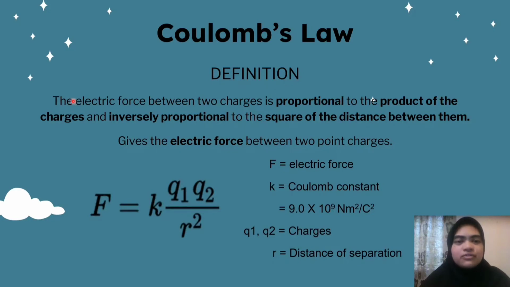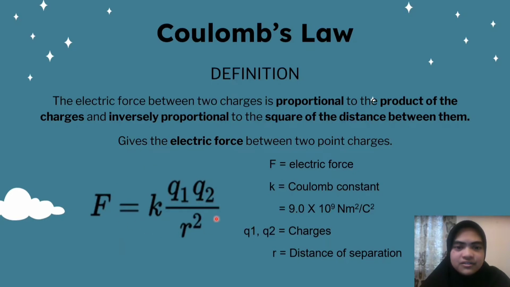Now, the definition of Coulomb's law is the electric force between two charges is proportional to the product of charges. So this means the product of the charges is Q1 and Q2, and inversely proportional to the square of distance between them. So the distance between them, which means the distance between the two charges Q1 and Q2, is represented by R squared, which is equal to the distance of separation. So in simple terms, Coulomb's law gives the electric force between two point charges.